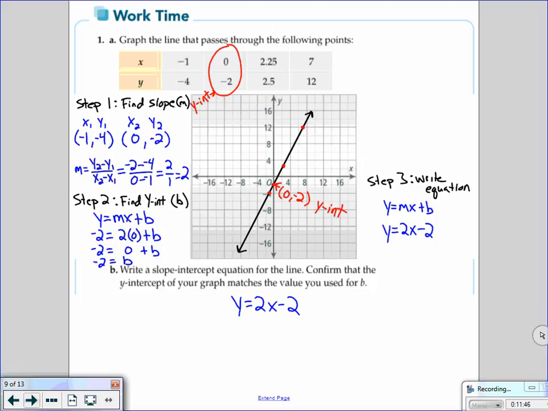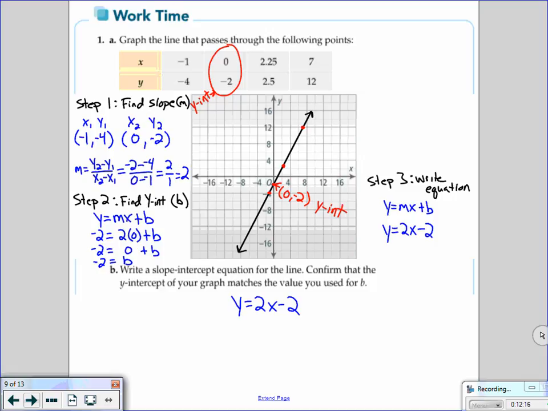Okay, so up by the graph, I did step 1, which was to find the slope. So I picked 2 points. I picked the -1, -4, and I picked the 0, -2 for my 2 points. I labeled them x1, y1, and x2, y2, and I plugged them in to that slope formula and found that my m is 2. So once I know my m is 2, I can use that and one of my points to find b, which is the y-intercept.